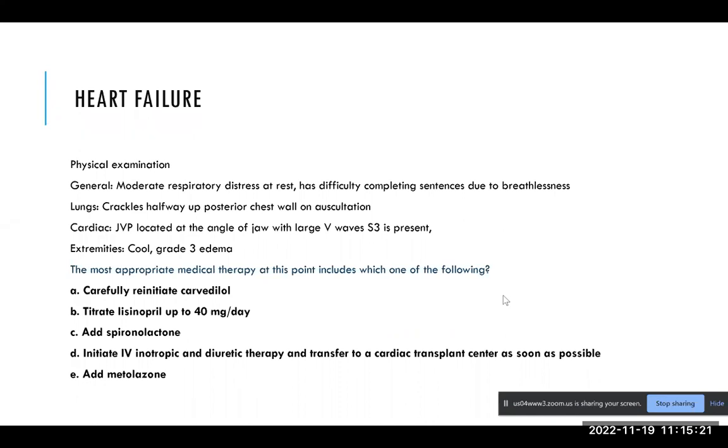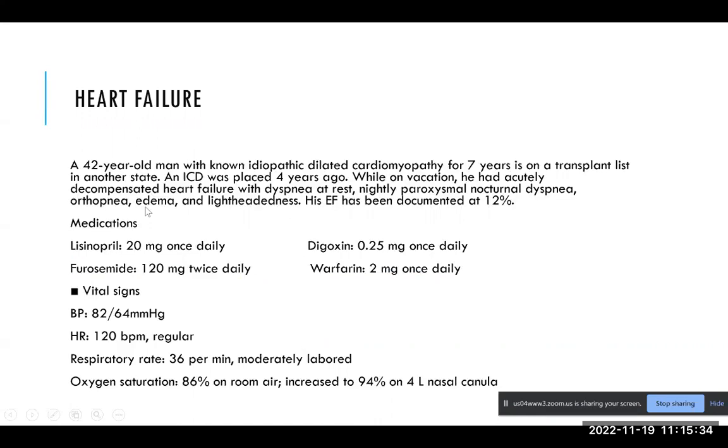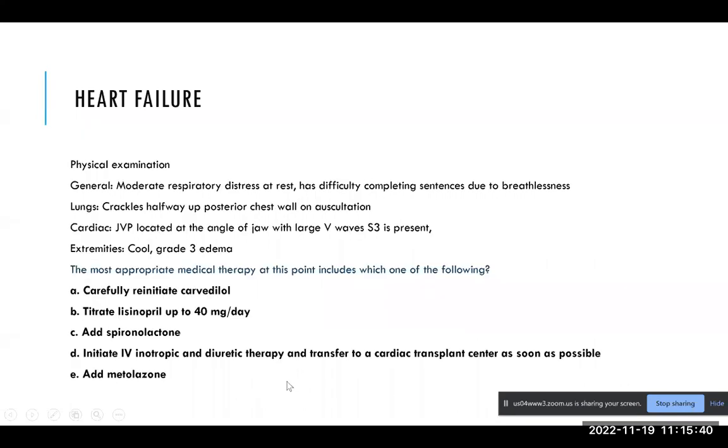Excellent, D. So the question basically wants you to know that this is cardiogenic shock. Extremities cool, grade 3 edema, high JVP, crackles, blood pressure borderline, low EF, 86% on room air. These are indicators that the patient is in cardiogenic shock. He cannot tolerate any of these medications.